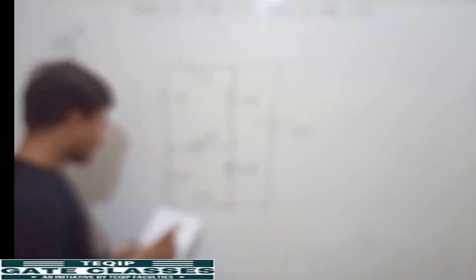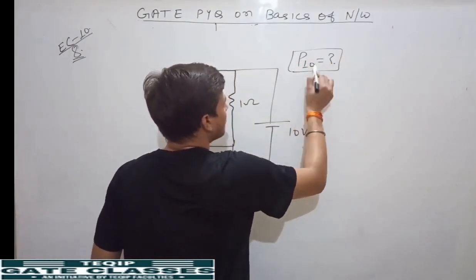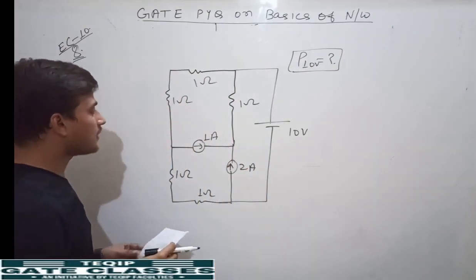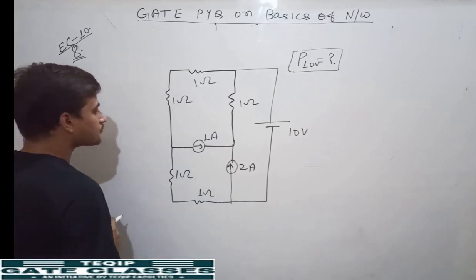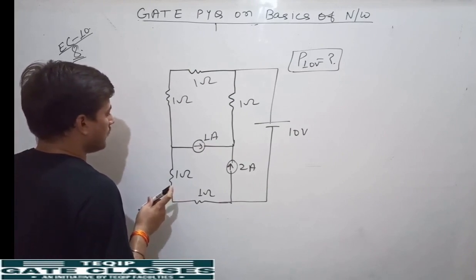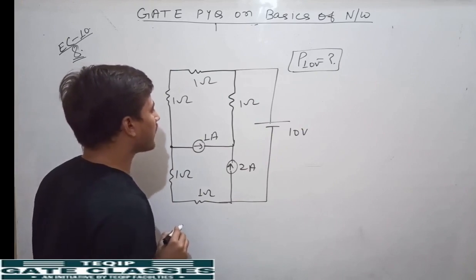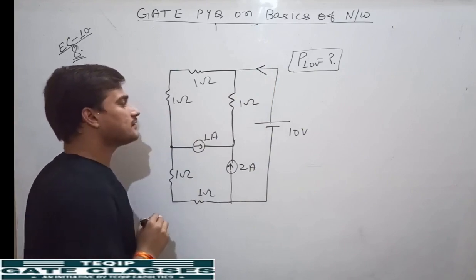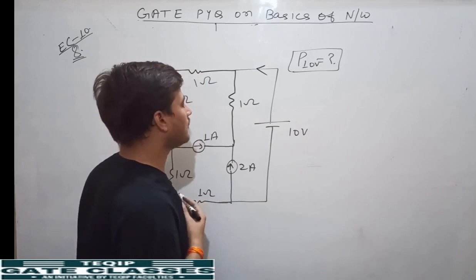They are asking you the power supplied by the voltage source. Power supplied by the 10 volt source you have to find. So how will you find the power supplied by this 10 volt source? See. Come at this point. Actually, anyhow, you have to calculate the current delivered by this battery. Then you will multiply the current by voltage. You will get the power delivered by the battery.